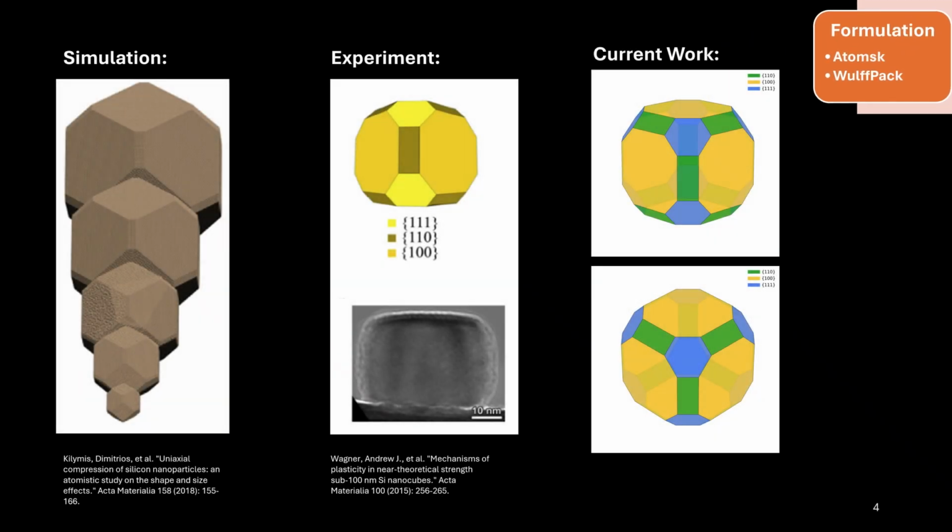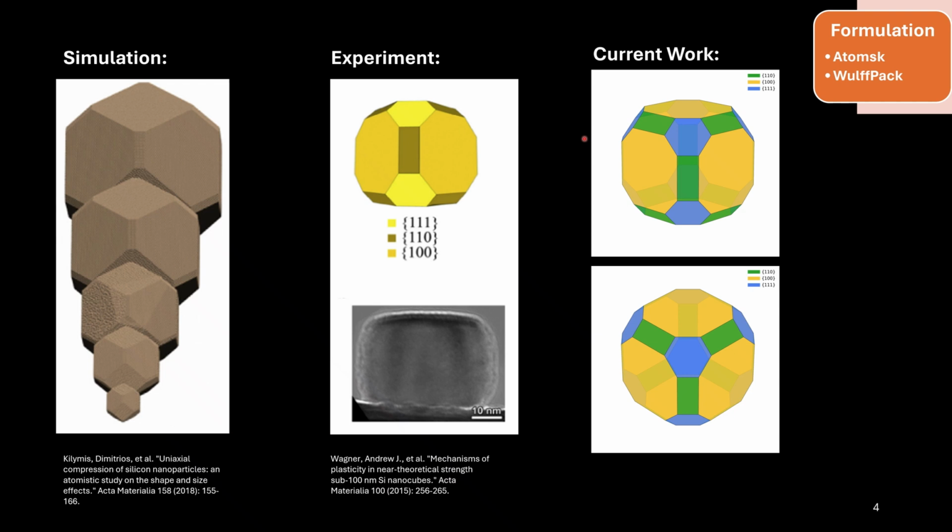Now, zooming in onto the formulation of the shape, we can see here that on the left we have a simulation paper that uses this wolf shape, and in the middle we have the actual wolf shape derived from an experimental paper, and this right hand column shows the shape that we generated using wolfpack. And this shape has a size of 10 nanometers and is approximately 45,000 atoms.